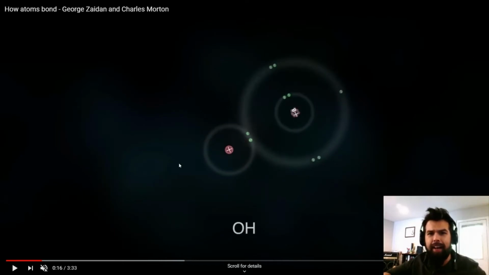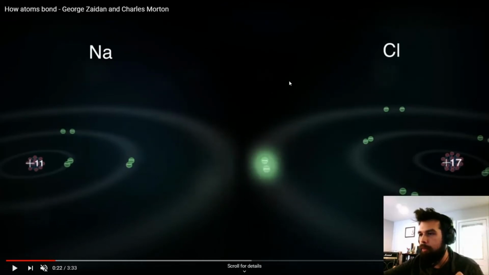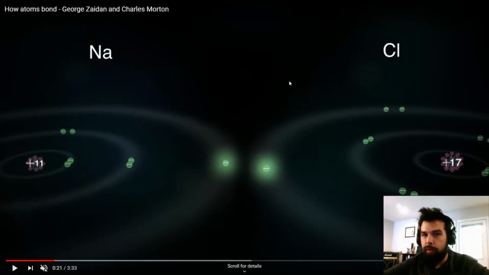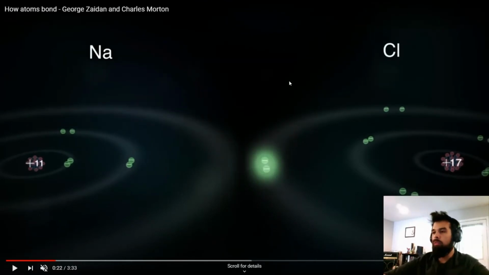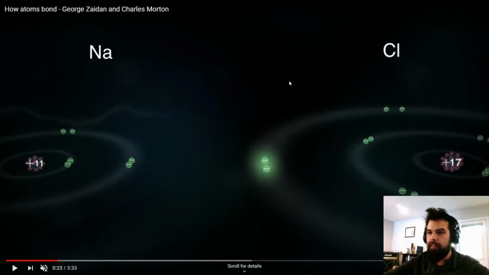Now let's look at ionic. So what I got here is a sodium atom and a chlorine atom, and they're about to form an ionic bond. Let's watch what happens with their valence electrons when this occurs. Okay, so I got them right next to each other. Whoa, what was that? Hold on. See some wiggling. Whoa! And then it just jumps from the sodium to the chlorine. And then that whole outer shell just disappears.